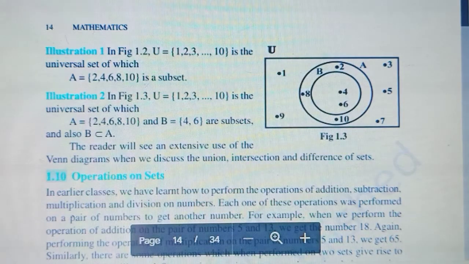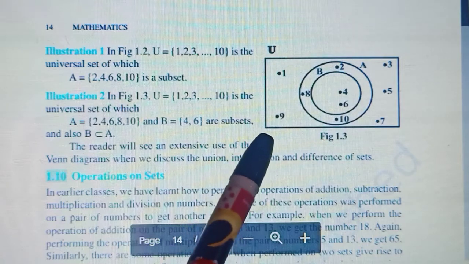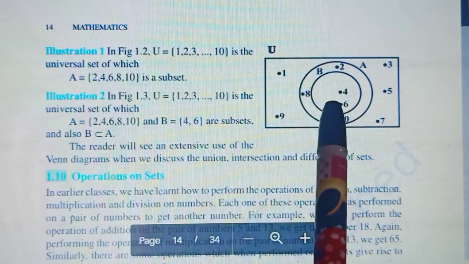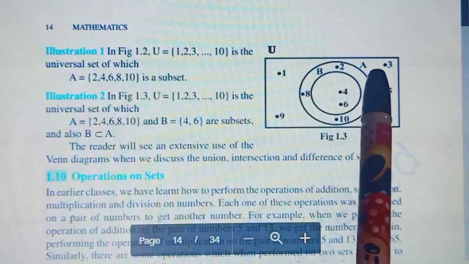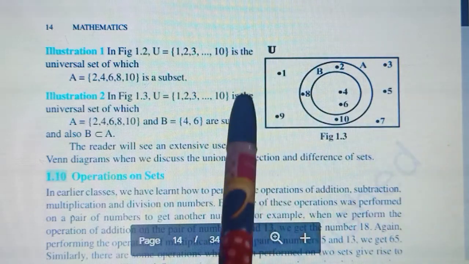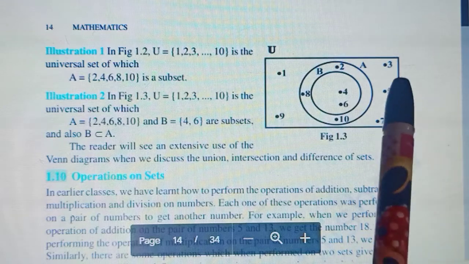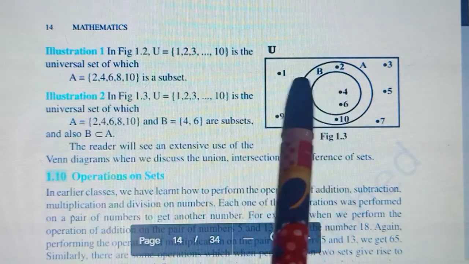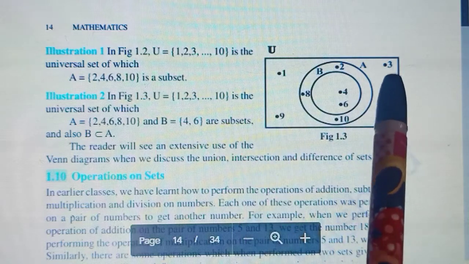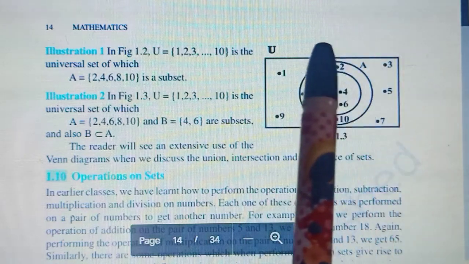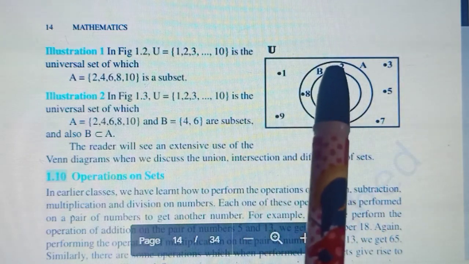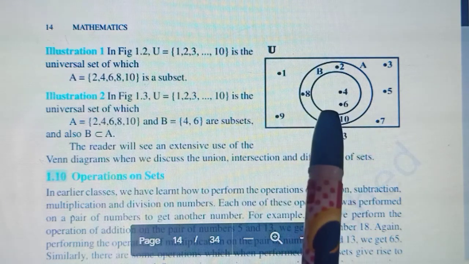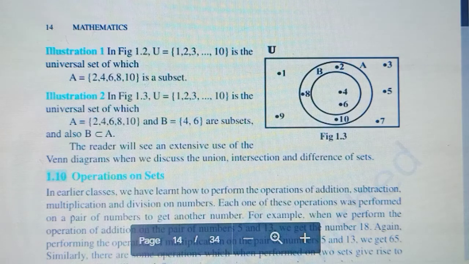In your books, they have shown first the case of a proper subset. This diagram shows that B is a proper subset of A. This is how we can represent it through a Venn diagram. That's your universal set. There are some entries which are neither in A nor in B: 1, 9, 7, 5, 3. Then there are some entries which are in A: 2, 8, 4, 6 as well as 10. And B has only 4 and 6. That is how you need to understand this.